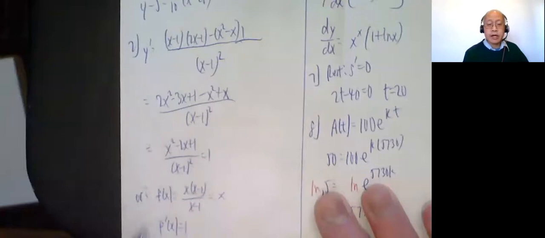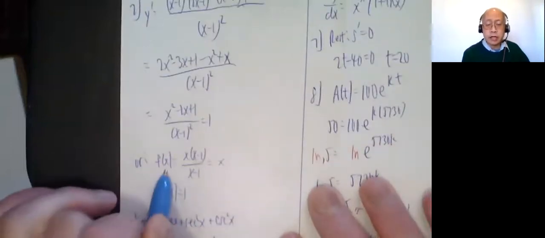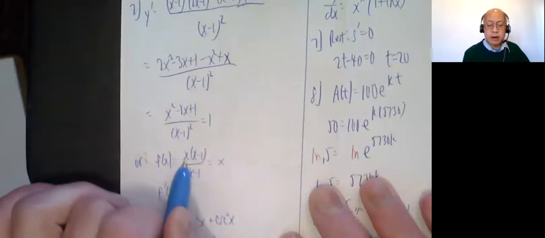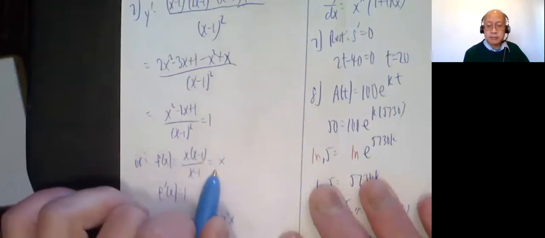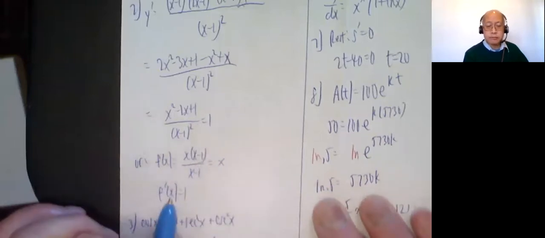Okay, that's the hard way. The easier way was to realize from the start, you could have factored the numerator into x times x minus 1. These cancel out, so the function is just x. Therefore, the derivative is also 1.